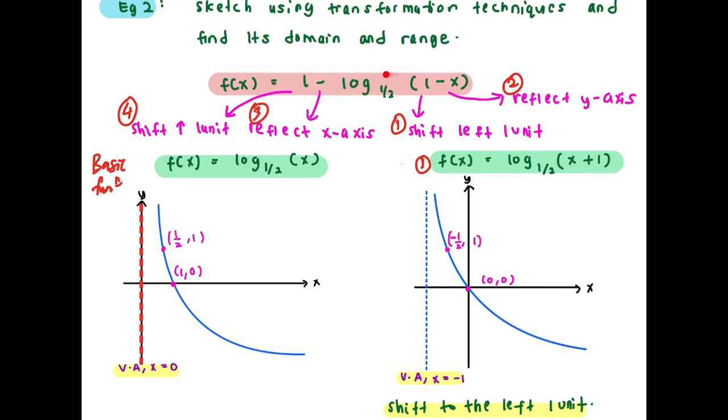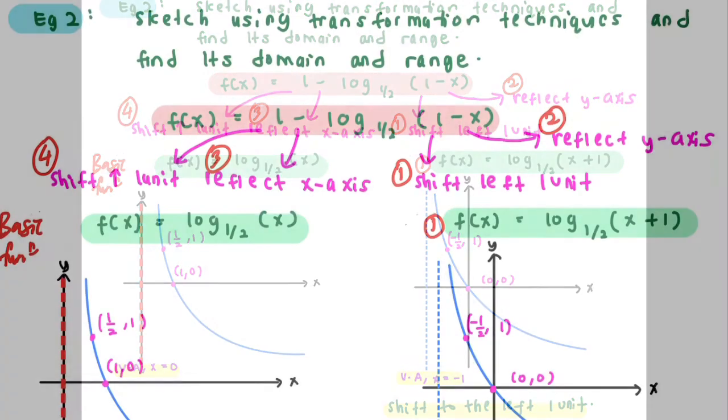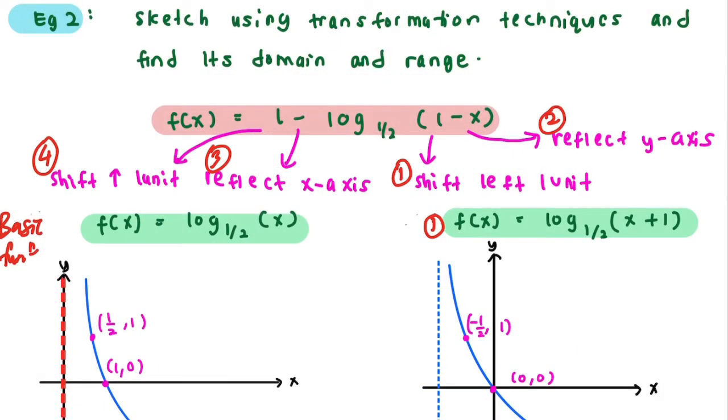Now let us do the mind map. What is our action plan? What do we want to do after this? First of all, do we have any plus or minus inside the function? We have this one, plus 1. So this should be our first transformation, which is shift left by 1 unit.